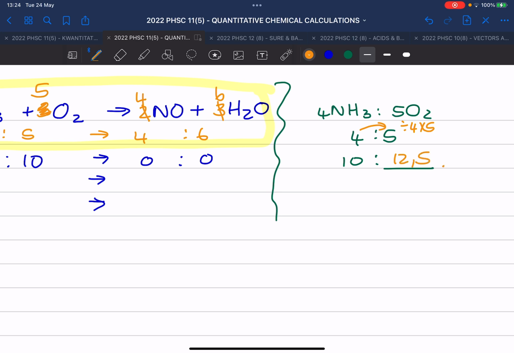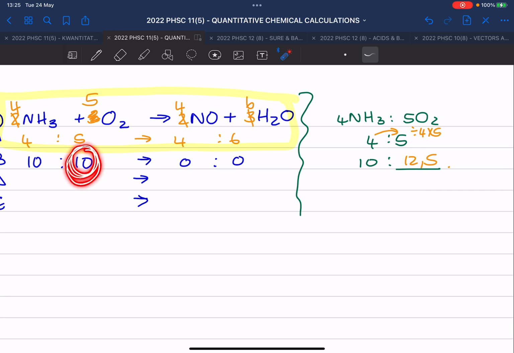All right. So you need 12.5 oxygens. How many oxygens do you have? 10. So, do you have enough? No, you do not have enough. So it means oxygen is your limiting reagent, and ammonia is the one that is in excess. Because from the oxygen, you need 12.5, you only have 10.